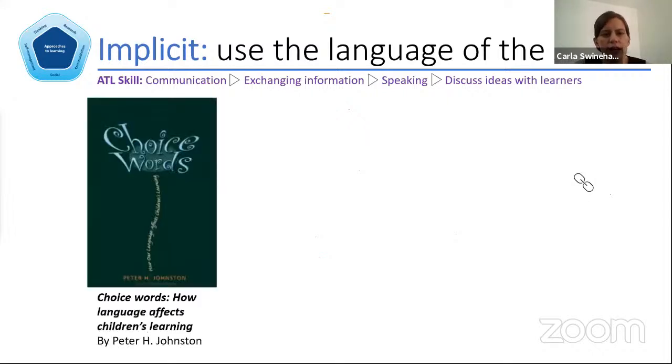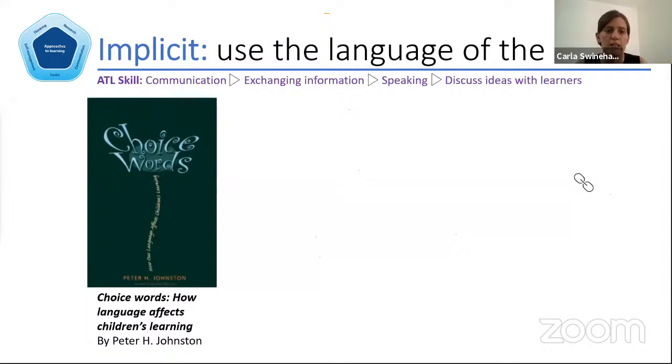So the first one the IB says is to use the language of the ATL. When we're talking about implicit, it's not like a lesson on this. It's not identified in our planning. This is just ongoing all the time. Implicit means ongoing all the time. So the language of the ATL is embedded in the language that we use in the classroom and in the school.